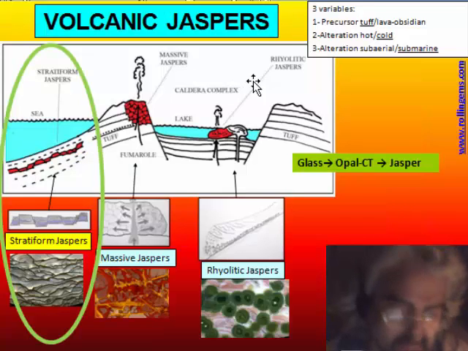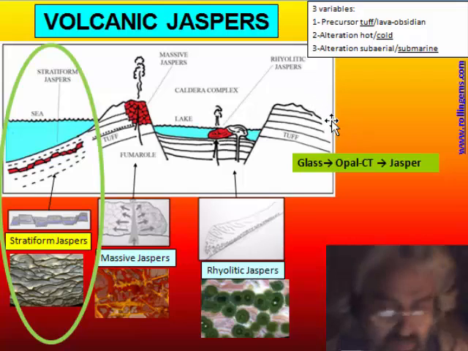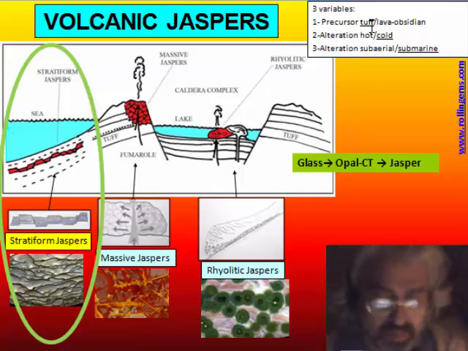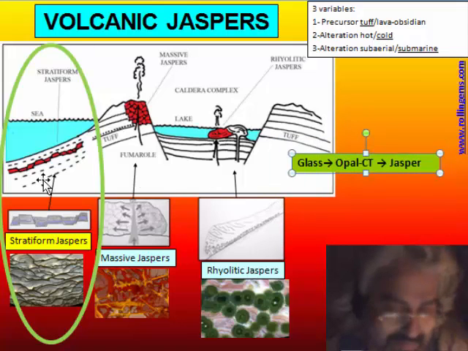So the volcanic environment, the geological environment where this kind of jasper can be found, is very variable, and there are many different possibilities, but the variables are mainly three factors that are more important. The fact if the precursor is a tuff or a lava or an obsidian, that is a kind of lava. The fact if the alteration is in hot or cold condition, and if the alteration is subaerial or submarine.